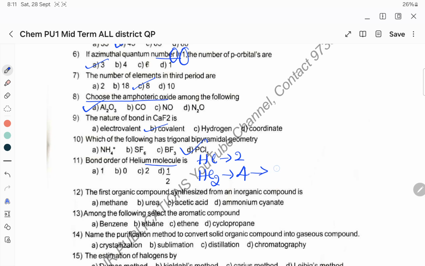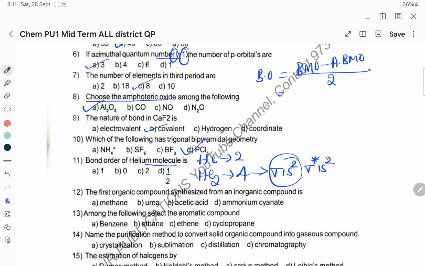See, we know how we need to write the electronic configuration in the molecular orbital: sigma 1s2, sigma star 1s2. For the calculation of the bond order, we know the formula: bonding molecular orbital electrons minus anti-bonding molecular orbital electrons, divided by 2. The bonding is 1s2, that is 2, minus anti-bonding, that is 2, divided by 2, equals 0 by 2, that is 0. So the correct option for this one is option number B, 0. This is how we need to calculate for the helium molecule. Same as you can calculate for lithium, oxygen molecule, same bond order. You can use bonding molecular orbital minus anti-bonding molecular orbital.